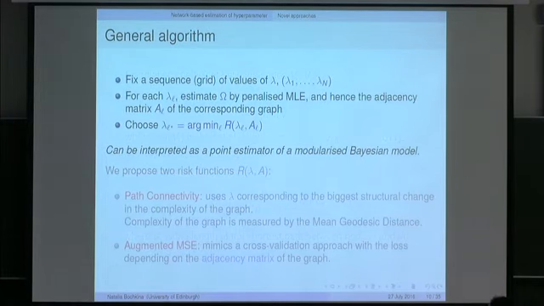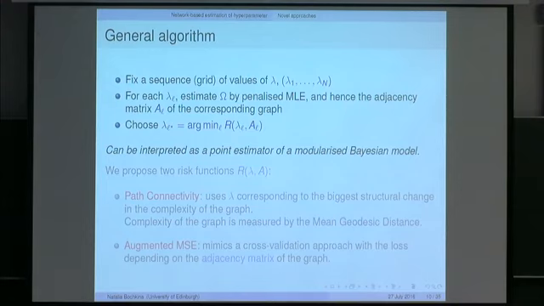The general algorithm here is using a grid of lambdas, fit the G lasso estimate, and just choose the lambda that minimizes the risk or loss function. And in principle, this can be viewed as a point estimator in a modularized Bayesian model. Let me try to explain. In principle, the G lasso estimator can be viewed as a Bayesian model, right?